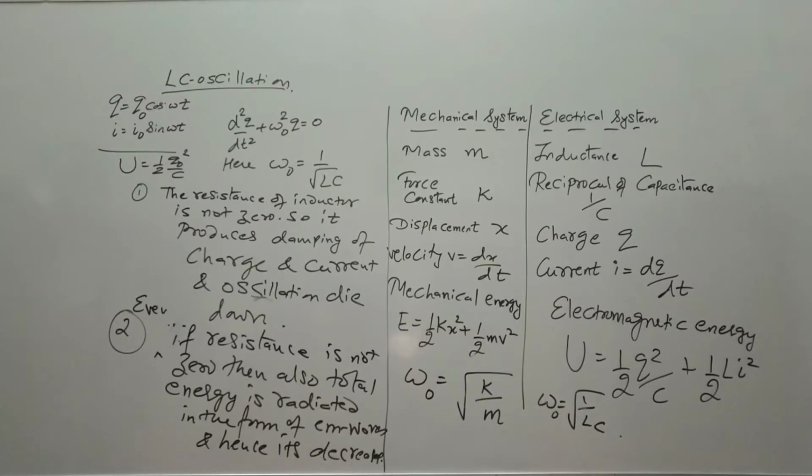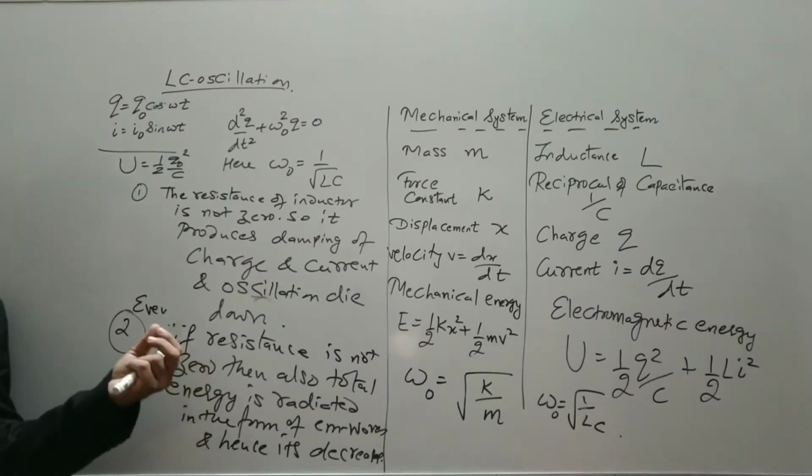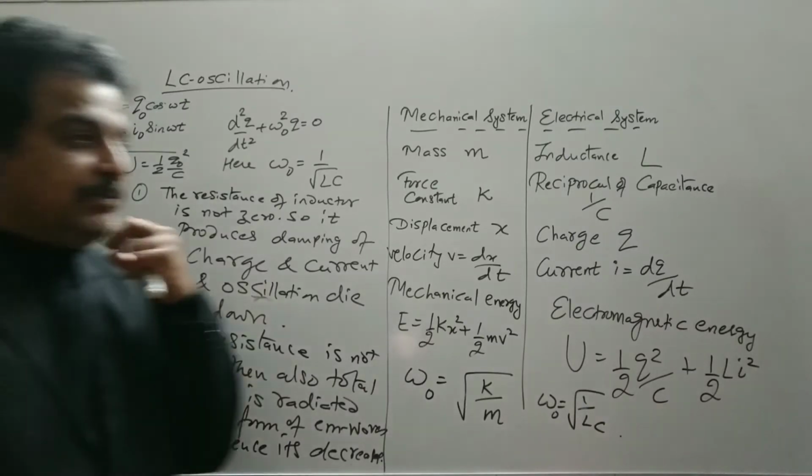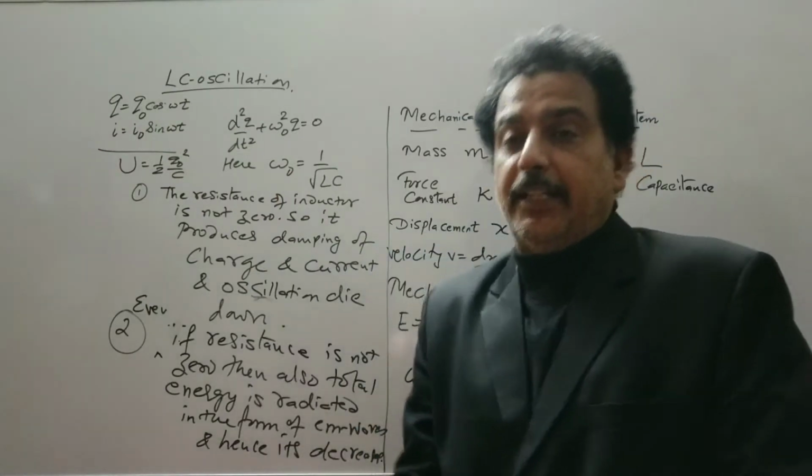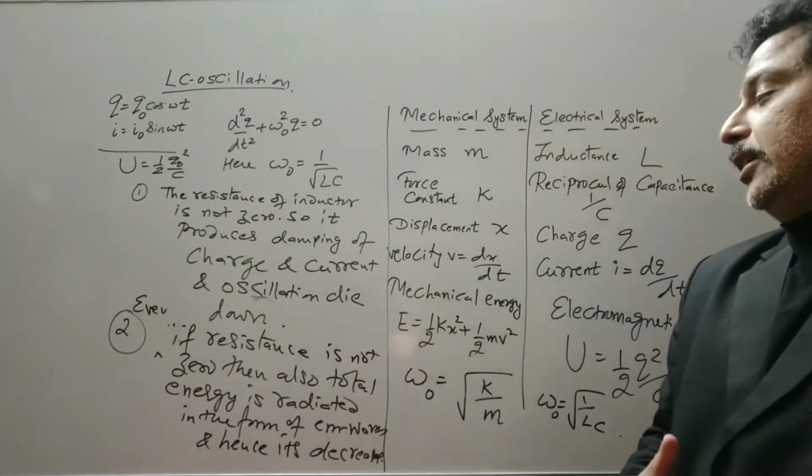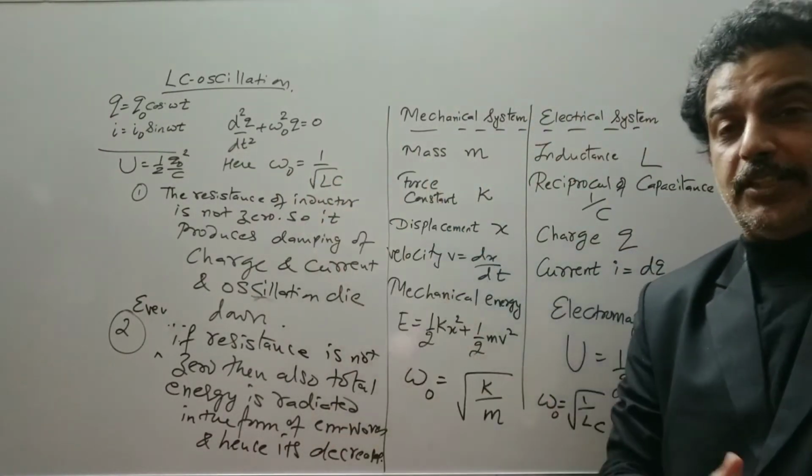So this circuit is widely used in the transmitter of a radio and TV. So we will see how the electromagnetic waves are radiated from this LC oscillation circuit.